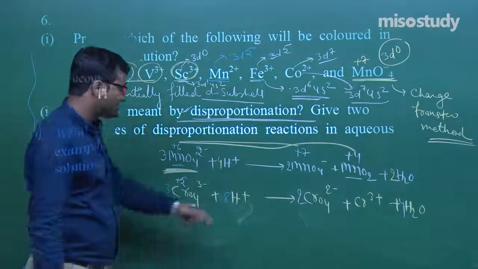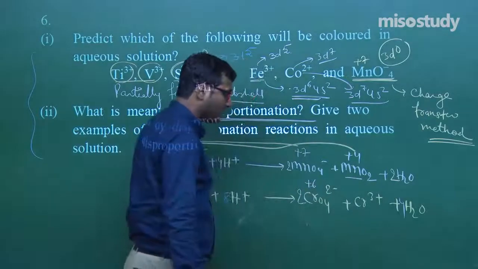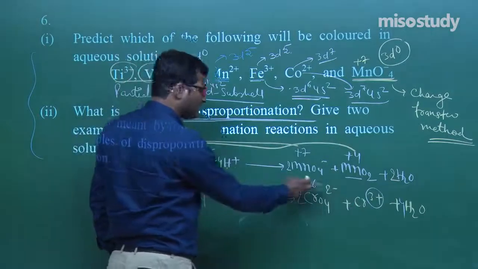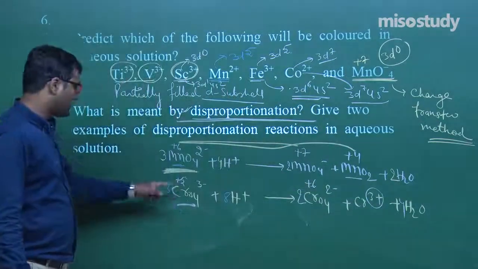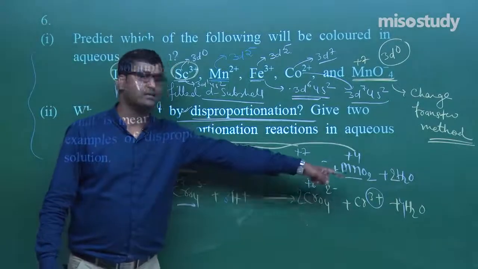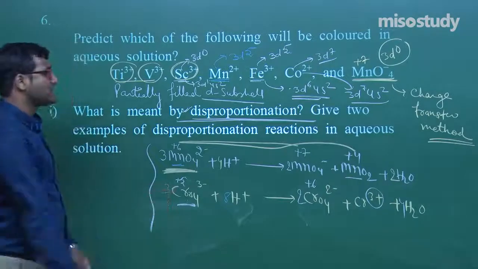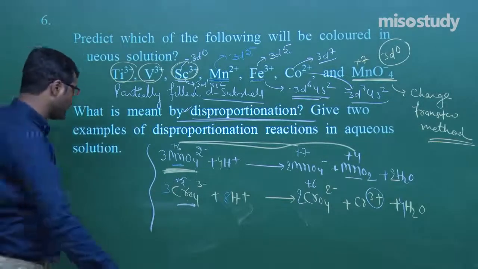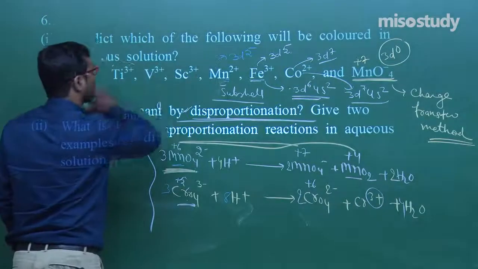And what about CrO4 2 minus? In CrO4 2 minus it is plus 6, and here plus 3. Look at it: plus 5 increases to plus 6, and plus 5 decreases to plus 3. That is, the same substance undergoes oxidation as well as reduction, and this is known as, my friend, a disproportionation reaction. Am I right? Yes sir, you are absolutely right. Now I am going to rub this part, my friend, and we'll discuss the next question. Wait for a moment.